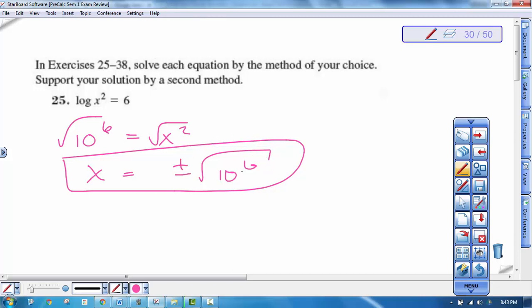I'm sorry, actually both work. The negative works as well because the negative squared gives you back the positive. So both the plus and the minus work in this case because of x squared.